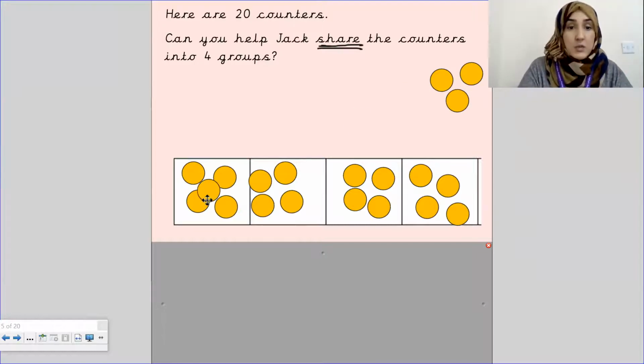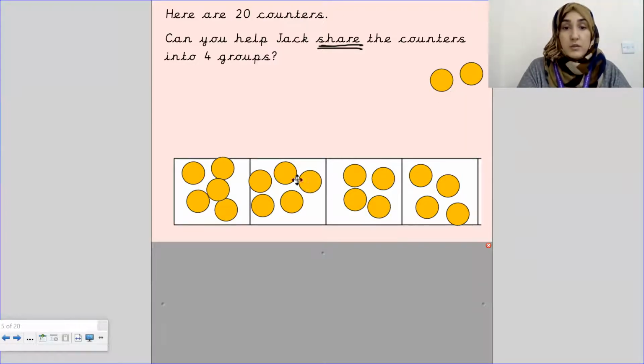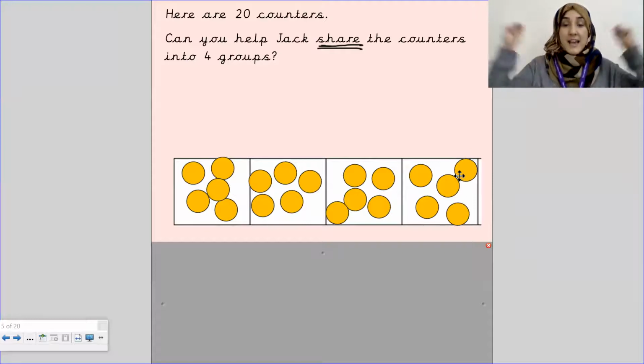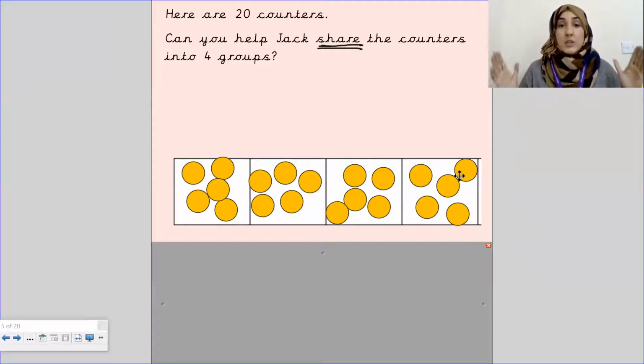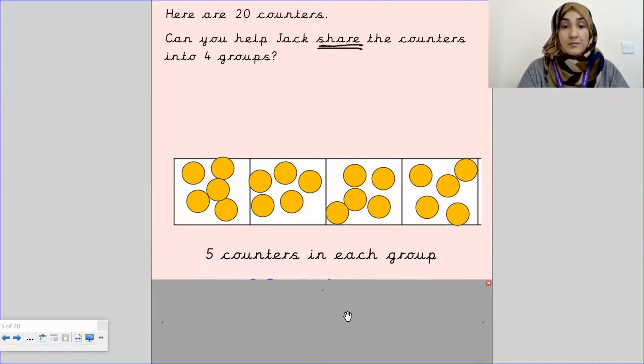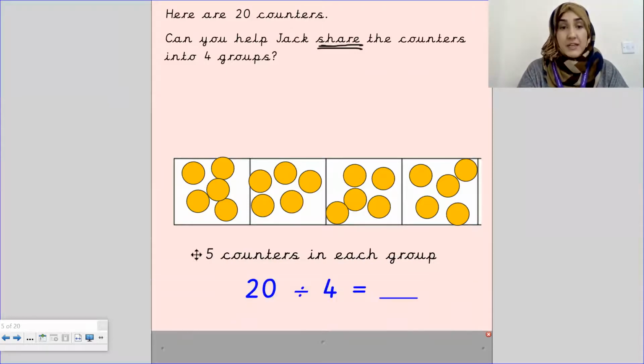I need to share these equally too. So let's do it nice and slow to make sure I don't make any mistakes. 1 for you, 1 for you. I'm almost there, Morris class. Yes, I did it. I equally shared the 20 counters. So there are 5 counters in each group.